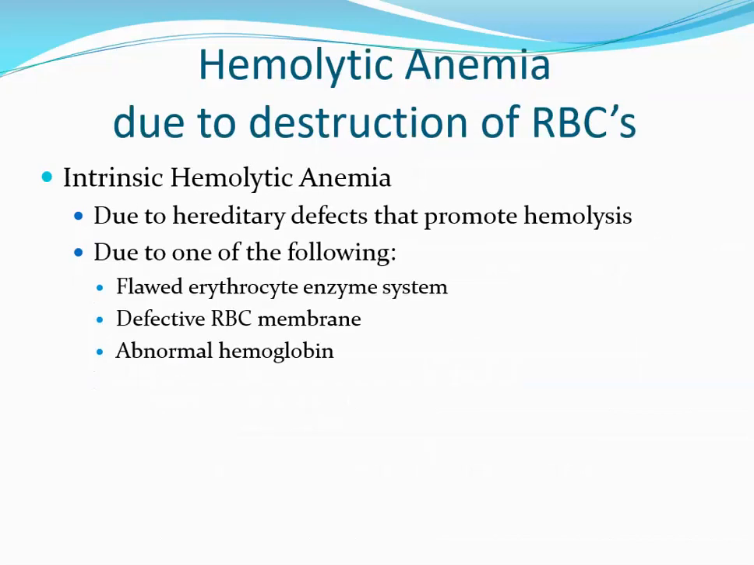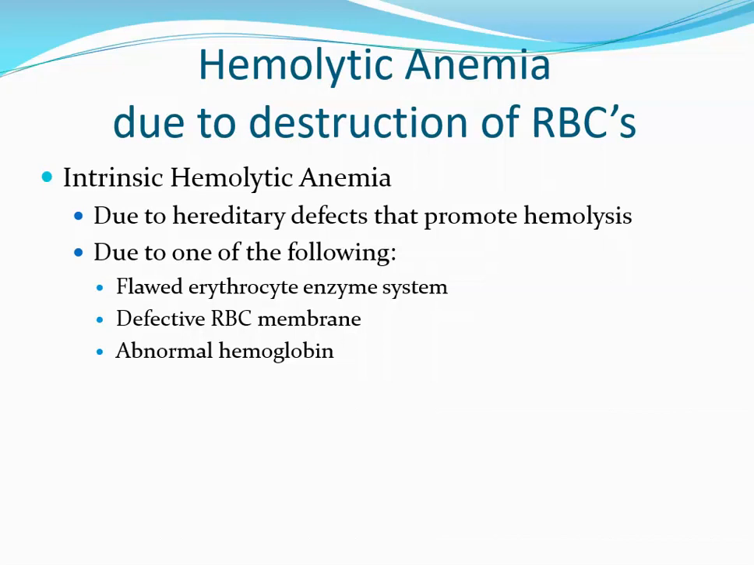I'm going to shift into another cause of anemia, and these would be various forms of hemolytic anemias. Hemolytic anemia is due to destruction or hemolysis of the red blood cells. This would involve both normal and defective red blood cells. The first examples are intrinsic hemolytic anemia. Intrinsic, the problem is within the red blood cell itself.